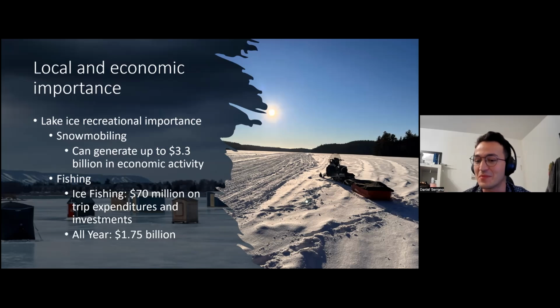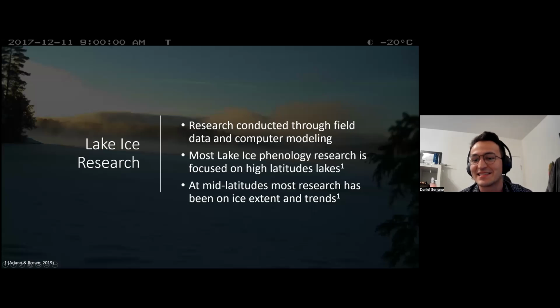Winter fishing generated about $70 million of revenue for these regions in total, including the cost of equipment as well as renting a cabin. Now, going back to the science, most of the research that has been conducted on lake ice has been focused on the higher latitudes, such as the Arctic, where the climate is generally cold, the winters are long, and there's relatively little precipitation.